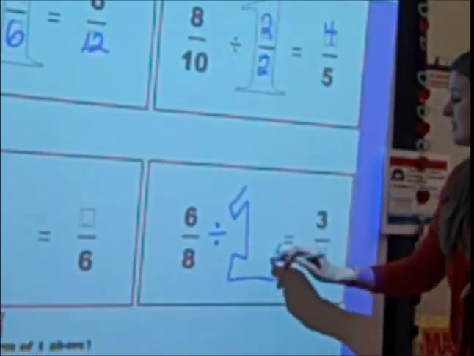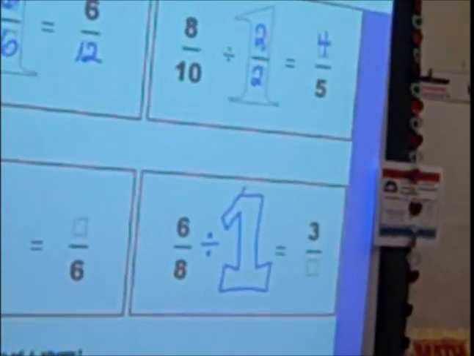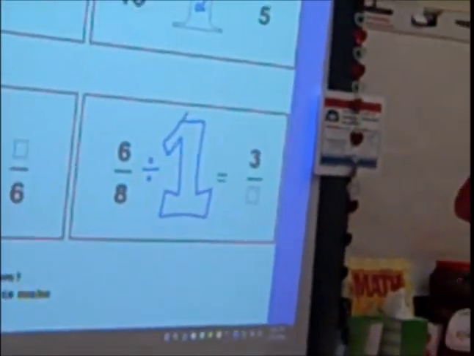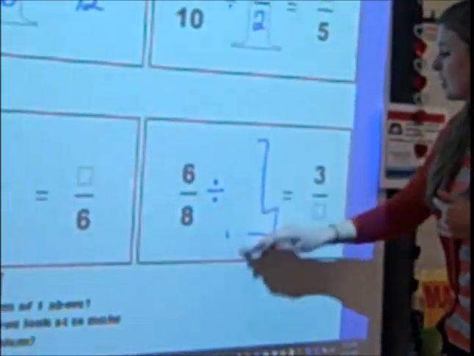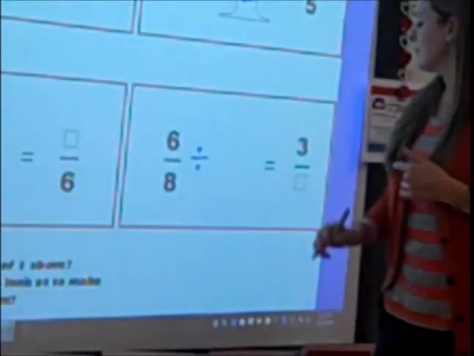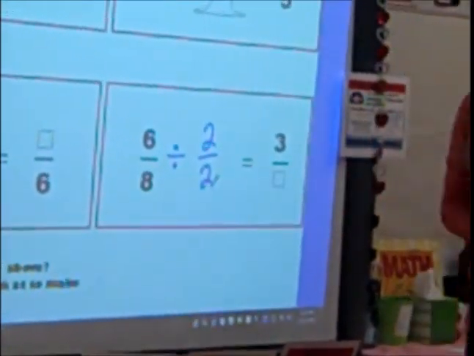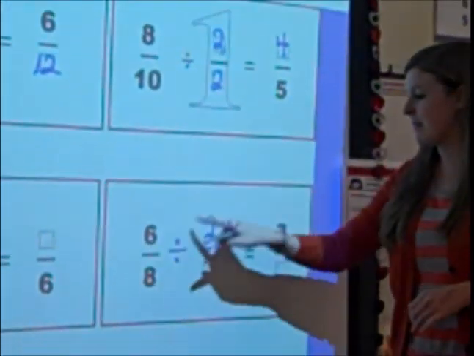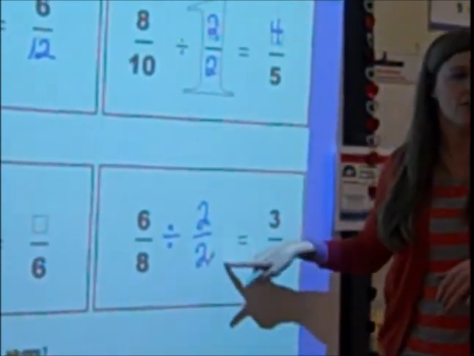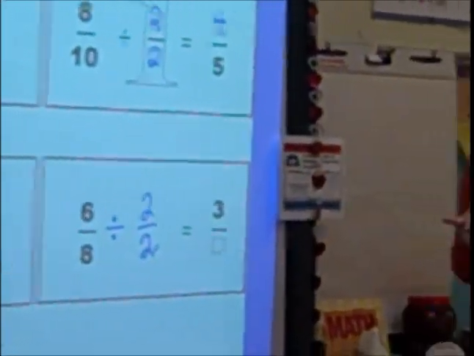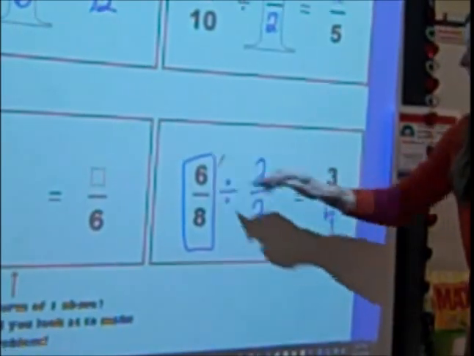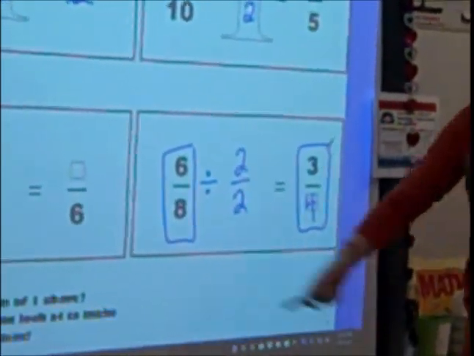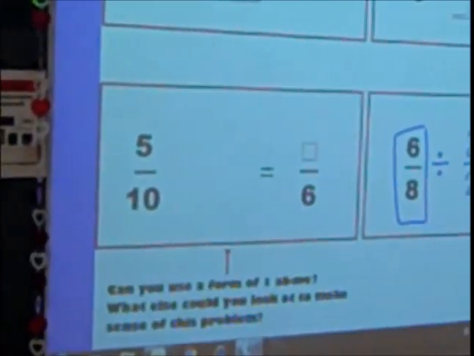You don't have to go through all of that, but if you want to, you can. Eventually, they're going to get to the point where they're just going to write in divide by 2/2. But they will never just write divide by 2. They have to write it as a fractional form of 1, no matter what. So, 6 divided by 2 is 3, 8 divided by 2 is 4, which means that 6/8 is equivalent to 3/4. And over here, could you divide by a form of 1?